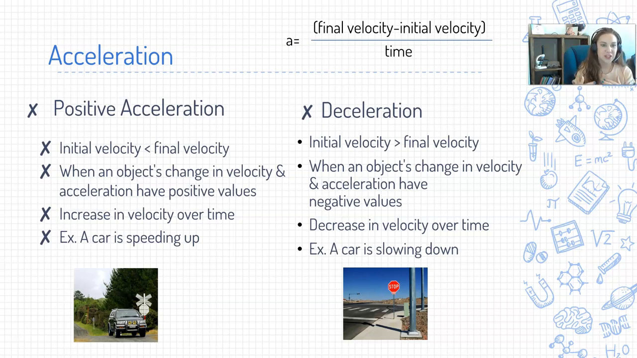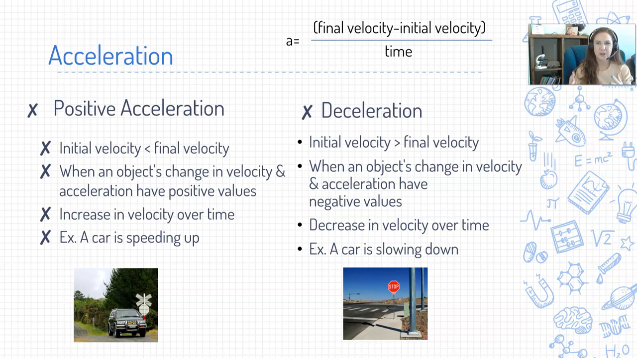When an object's change in velocity and acceleration have positive values, you know you're accelerating. This is an increase in velocity over time. A car is speeding up. The opposite would be deceleration, when we're slowing down. That's when your initial velocity is greater than where you wound up. If we're starting off going really fast and we slow down, your initial velocity is greater than your final velocity. That's when an object's change in velocity and acceleration have negative values, a decrease in velocity over time. A car is slowing down.